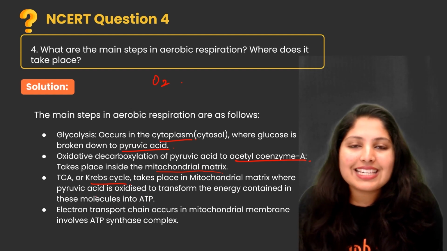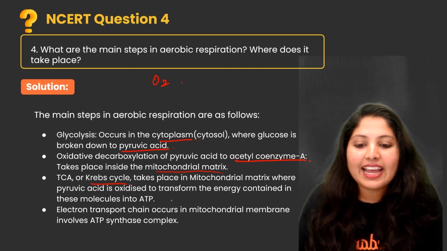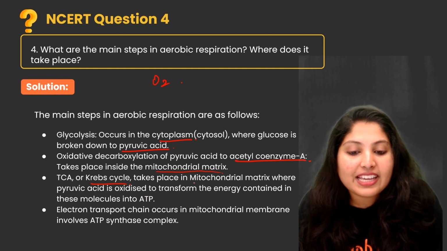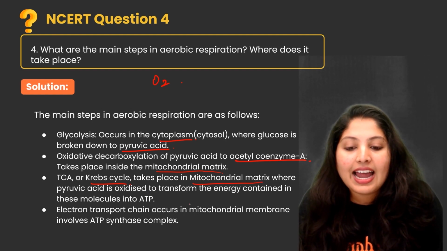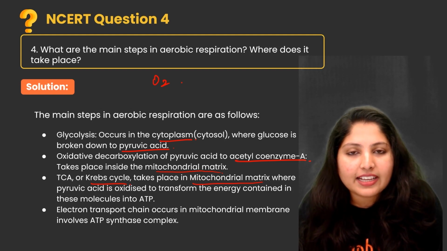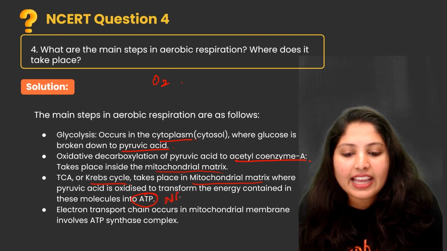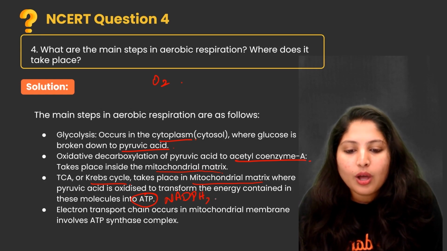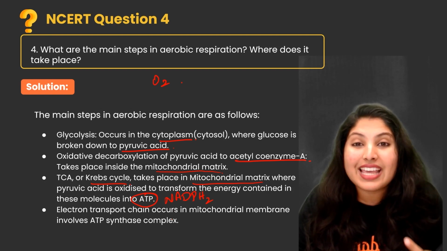In this step, the end product is carbon dioxide, and this process takes place in the mitochondrial matrix. At the end of the Krebs cycle, we will get ATP. Along with that, we will get NADH2 also. This NADH2 and FADH2 have to produce ATP.